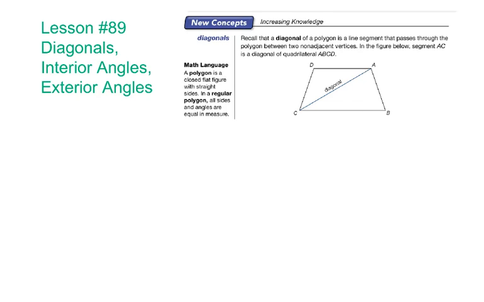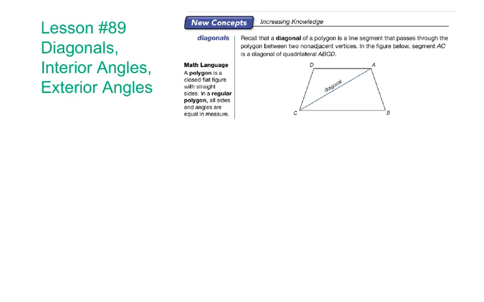Today we are doing lesson 89, diagonals, interior angles, and exterior angles. So let's take this one concept at a time. Let's first talk about diagonals. Well, the book gives us a diagonal, but it's a very wordy definition with a lot of vocabulary words. So let's break it down.